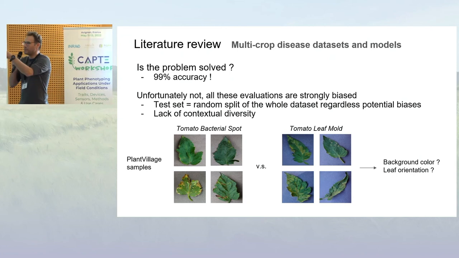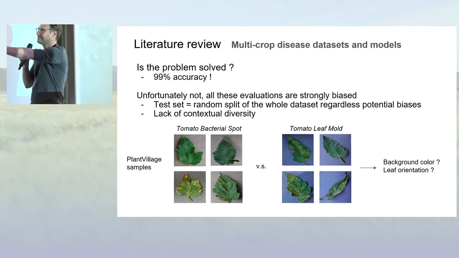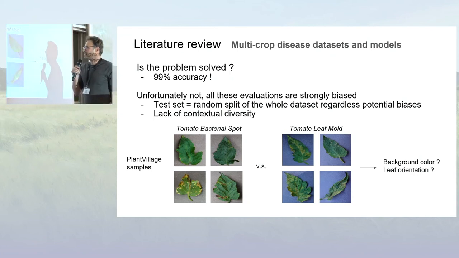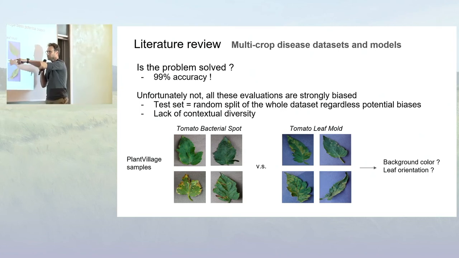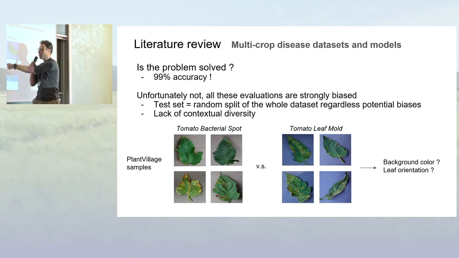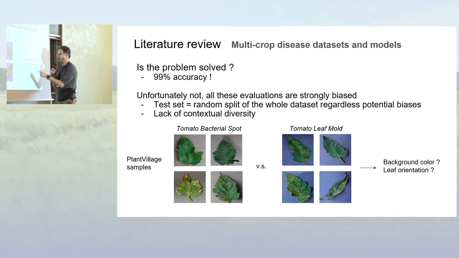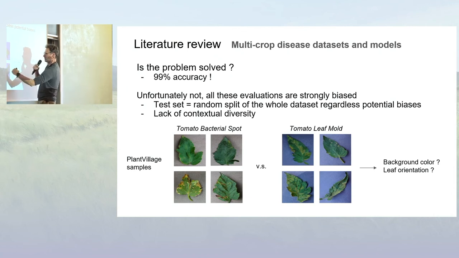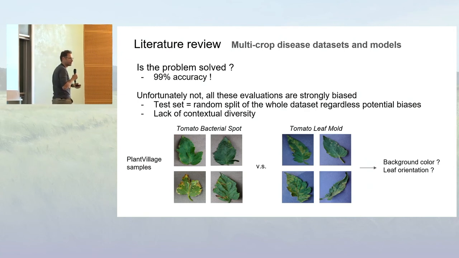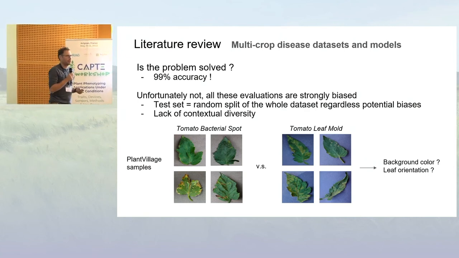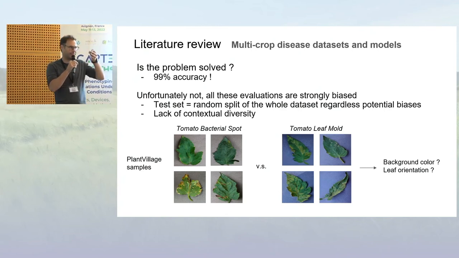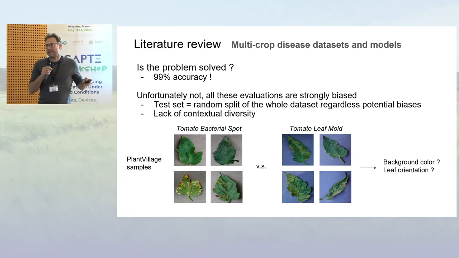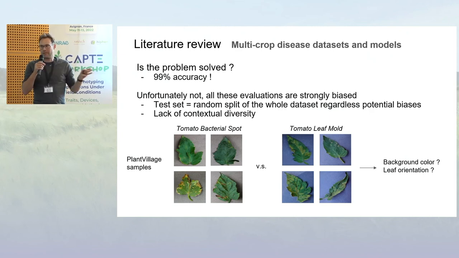Regarding the bias, here I show two diseases of tomato. As you see, the system will probably rather learn to distinguish the background, which is more blue here and gray here, or it will maybe learn the orientation of the leaf, which is not the same here. So when you construct such a data set, there is a lot of potential bias. Even if you try to think about it, if one or two people create that data set in the same environment, you have all that potential bias.